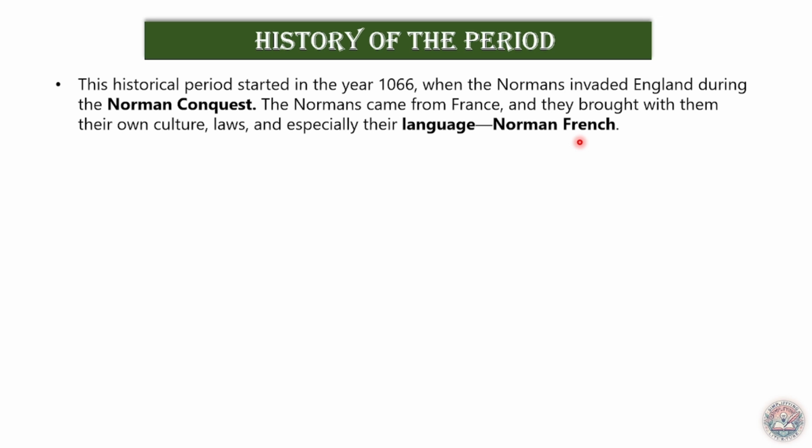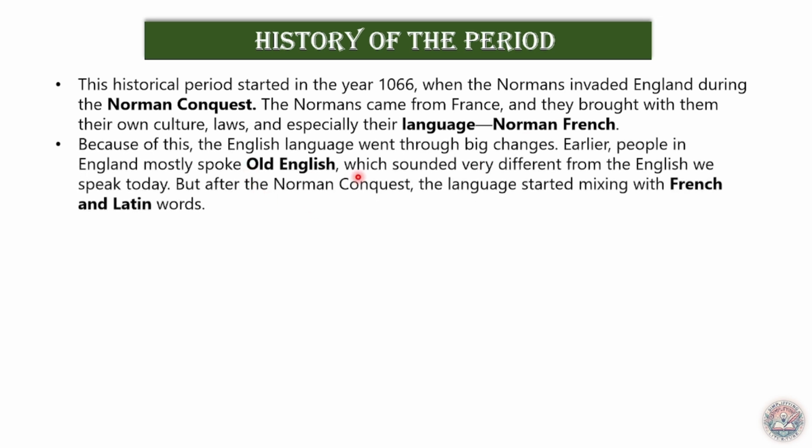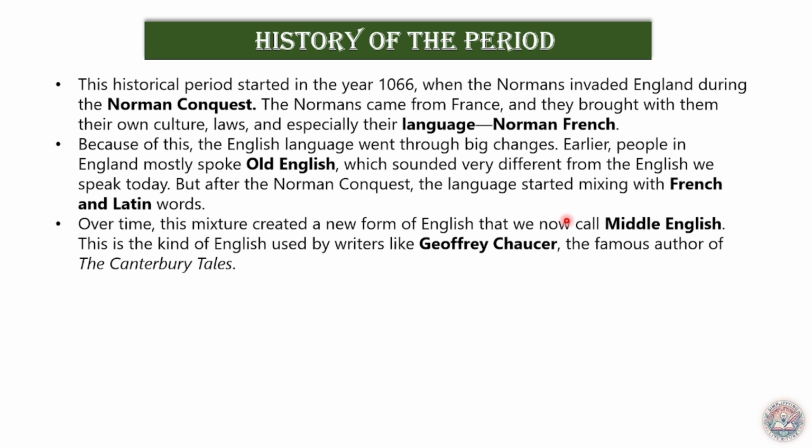Earlier, people spoke the Old English language, which does not sound anything like the English we speak today. But after 1066, after the Norman conquest, the language started to mix with French and Latin words, and eventually, this mix became what we now call the Middle English language.